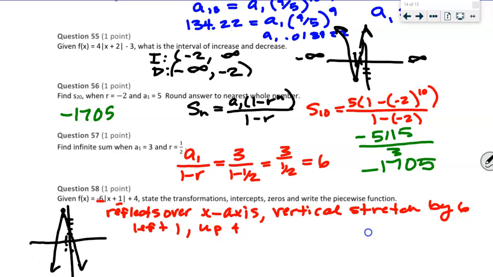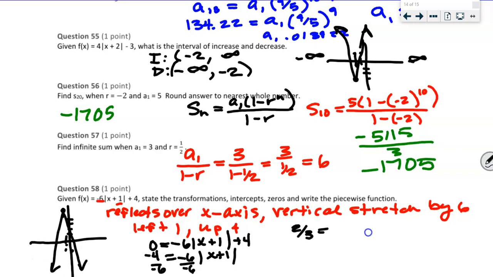I can solve for my intercepts, if you remember, by putting 0 in for y. So I can say 0 equals -6 times the absolute value of x plus 1, plus 4. I'm going to subtract 4 from both sides, so that's going to leave me with -6 times the absolute value of x plus 1. And then I'm going to divide by -6. That gives me 2/3 equals the absolute value of x plus 1. Now listen. When we do this, remember, we're going to solve for a 2/3 and a -2/3. So here we're going to subtract 1, right? That gives us -1/3 is equal to x.